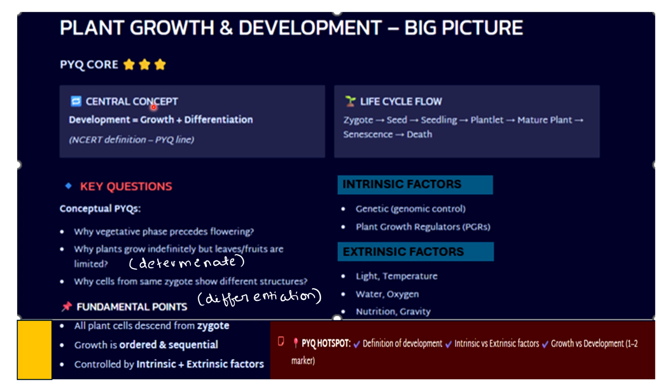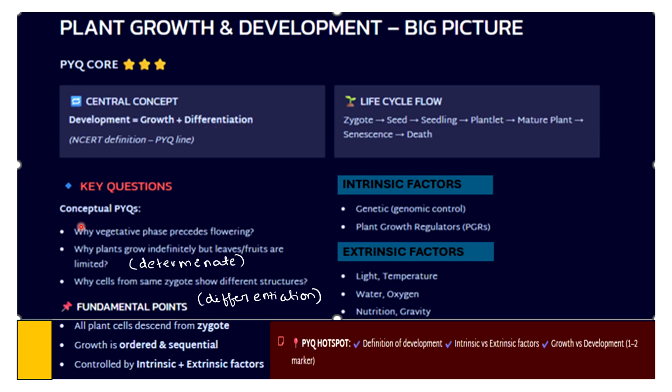What is growth? Growth is the increase in the protoplasm of a cell. And differentiation is when a cell acquires functional specificity. Like a meristematic cell, when it forms a tracheid and performs the special function of absorbing water, that is called differentiation. So development is equal to growth plus differentiation.